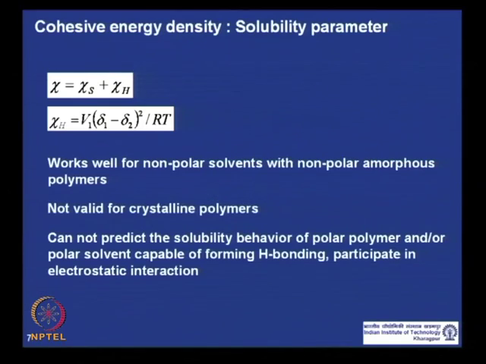In case of polar solvent, you can have specific interaction between the polymer and the solvent. For example, it can have hydrogen bonding, it can participate in electrostatic interaction, and we can think that if there is specific interaction like hydrogen bonding or electrostatic attraction between the polymer and solvent, then there is a possibility that delta H mixing would be negative, and this solubility parameter approach does not predict any negative value of delta H mixing. So, this is not valid for non-polar polymer and polar solvent. Usually it is valid for non-polar solvent and non-polar amorphous polymer.